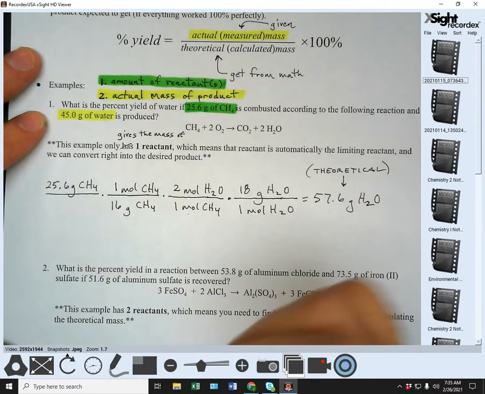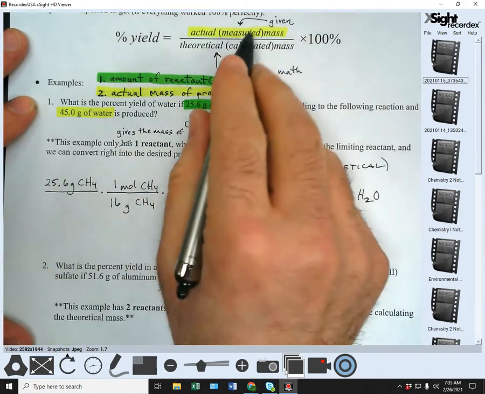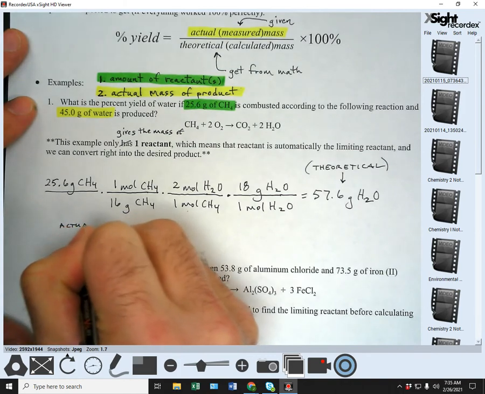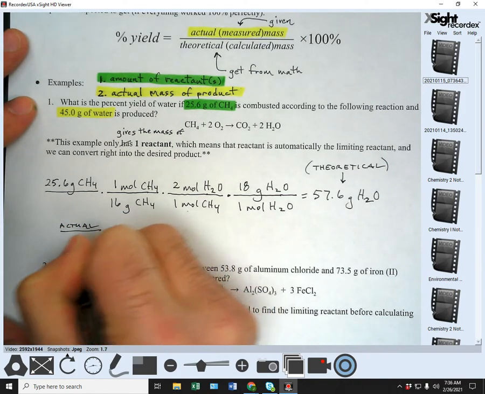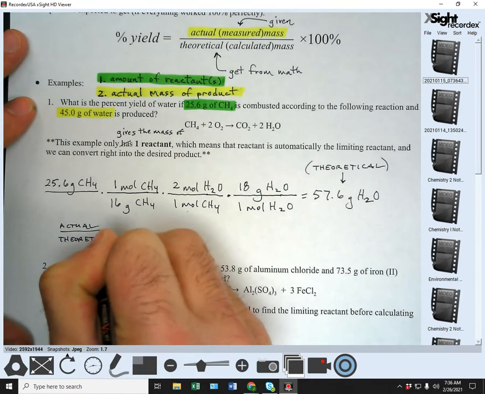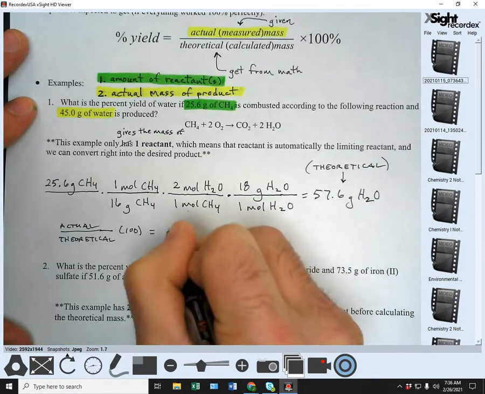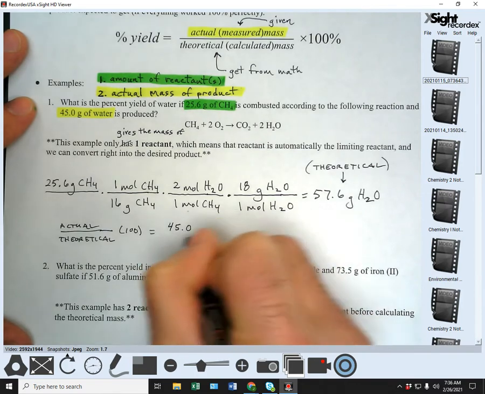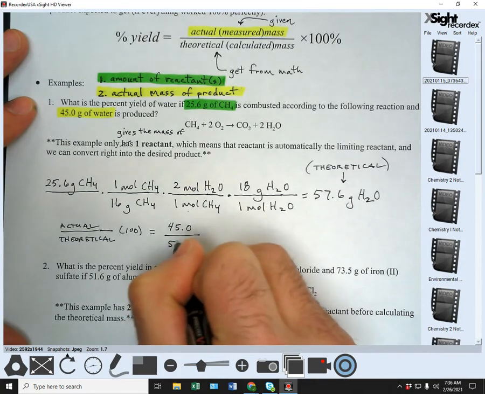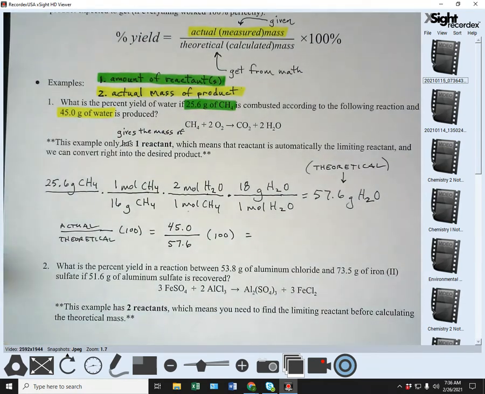So to get the percent yield, okay, all we need to do is take the actual that we were given. So we're doing actual over theoretical times 100, right? So our actual, 45, over our theoretical, 57.6, times 100. This is our percent yield.